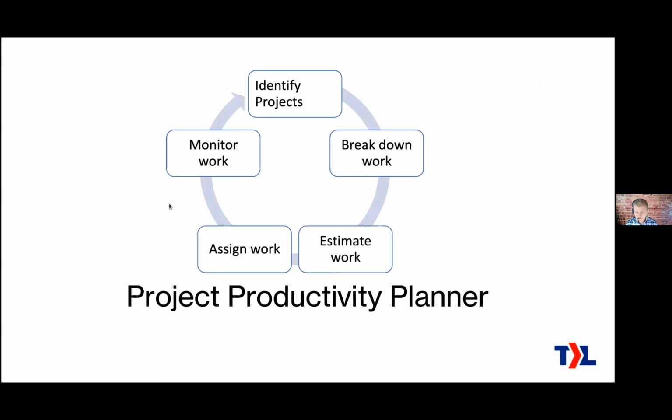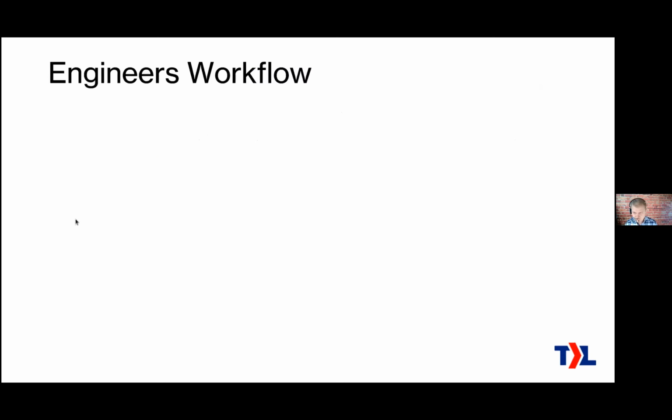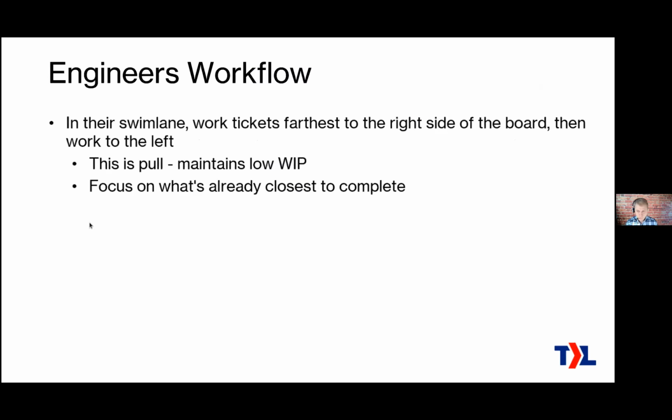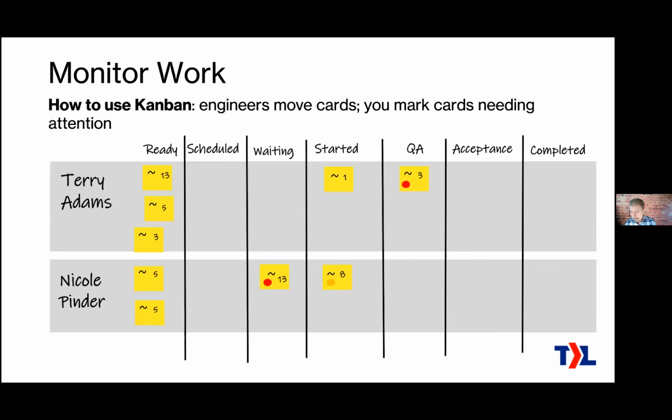Okay, that is the project productivity planner with the 5 stages there. Now, just briefly, in terms of the engineer's workflow: we've seen that this work moves from left to right on the Kanban board. The engineers work from the opposite direction when they're looking at their copy of the Kanban board. They're going to work from the right side of the board. Obviously not completed, but if there's anything in QA that they can do, they're going to do that.